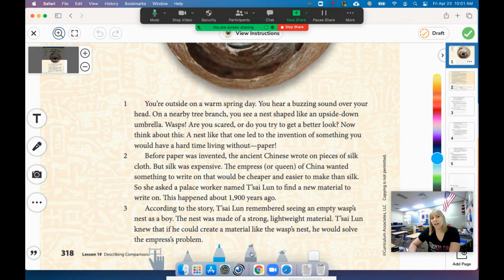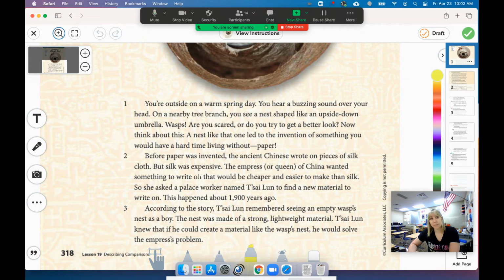You're outside on a warm spring day. You hear a buzzing sound over your head. And on a nearby tree branch, you see a nest shaped like an upside-down umbrella. Wasps! Are you scared? Or do you try to get a better look? Now think about this. A nest like that one led to the invention of something you would have a hard time living without. Paper. Before paper was invented, the ancient Chinese wrote on pieces of silk, cloth.